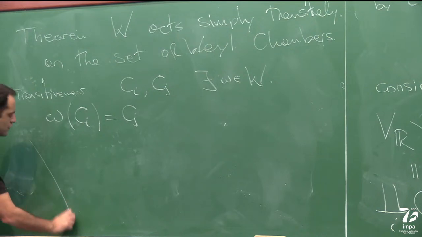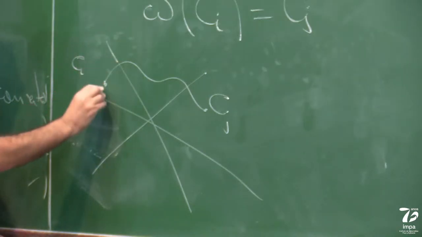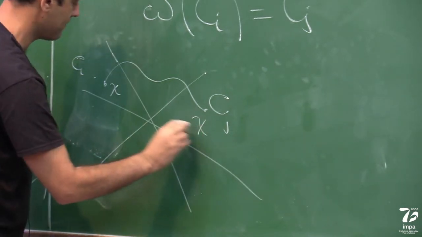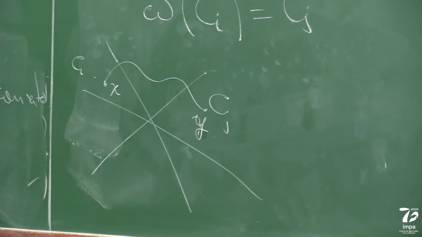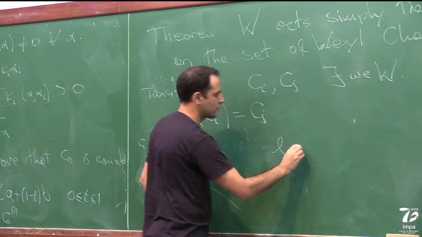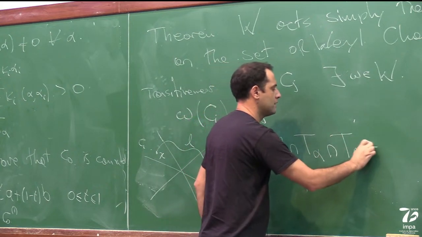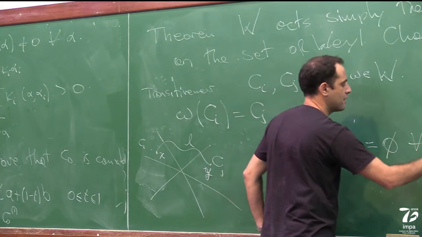So it goes like this. You have your chambers, whatever these chambers are. This is C_i. Here's your C_j. If C_i is equal to C_j, then there's nothing to prove. You can take the identity for W. If C_i and C_j are different, just choose any path L joining any point in C_i to any point in C_j. They are in different connected components. The only condition that you're going to require on this path L is that L does not intersect intersections. So if you take T_alpha and T_beta, this is empty for every alpha different than beta.